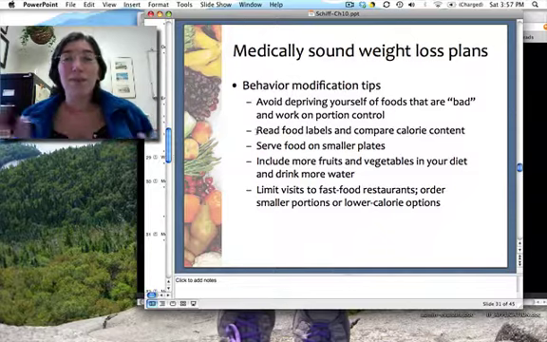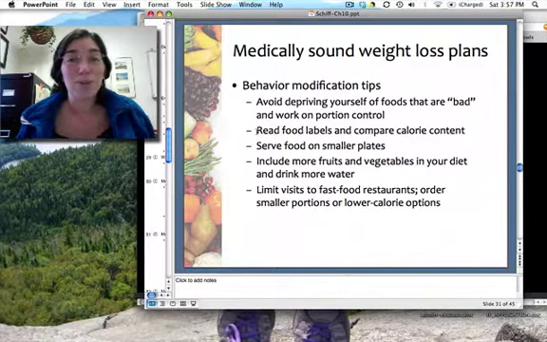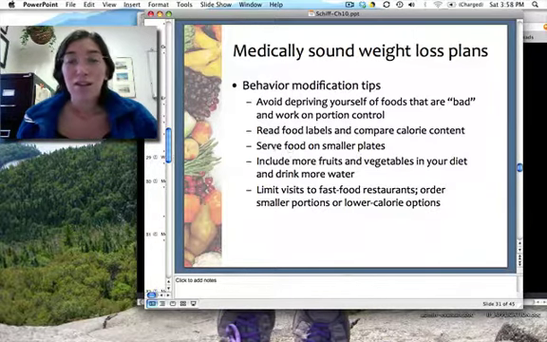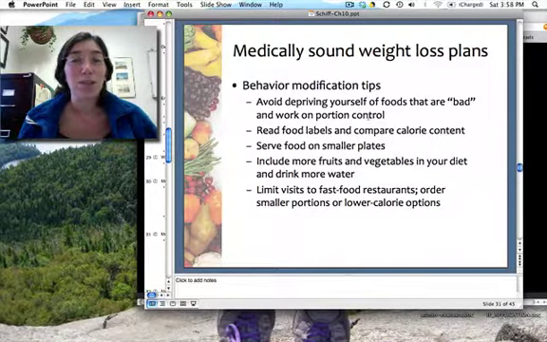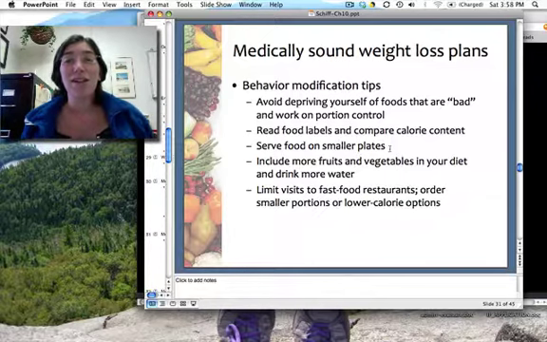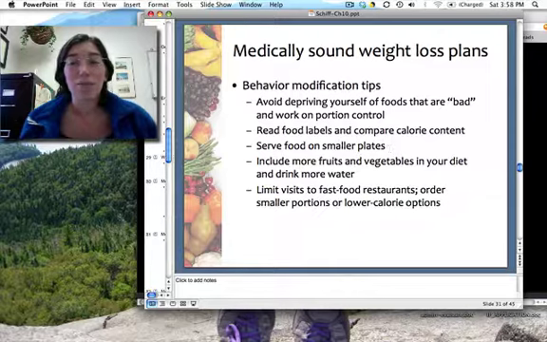But yeah, so if you are debating between two different snack foods, for example, check out the calorie content and choose the ones that have the lower calories. Serving food on smaller plates is another thing that can really help with your portion control. If you have really large plates and you're filling your plate, you're eating larger portions, and by serving food on a smaller plate, it naturally helps you regulate your portion control.